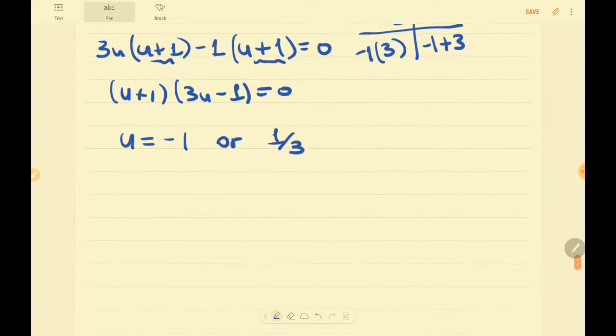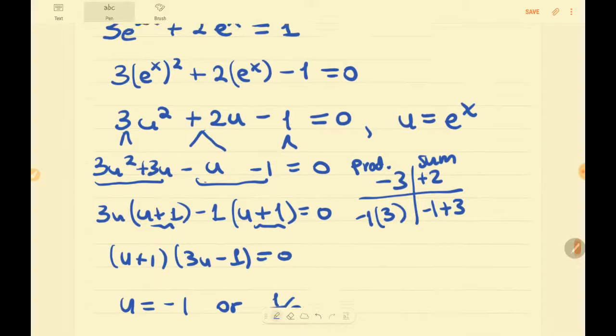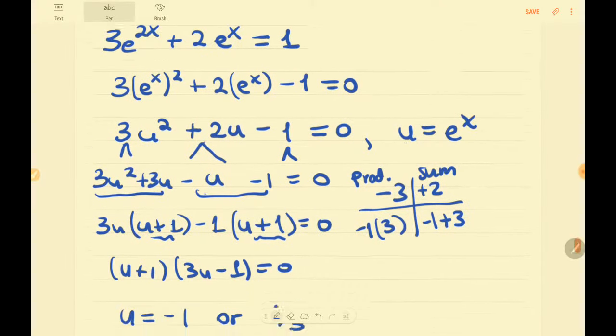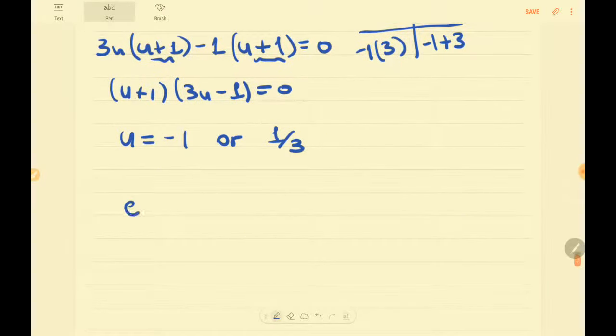And then we have to back substitute. So we have, what was it again? e to the x, right? So e to the x can be equal to negative 1, or e to the x can be equal to 1/3. You take the natural log of both sides. Another thing you can do here is you can convert.